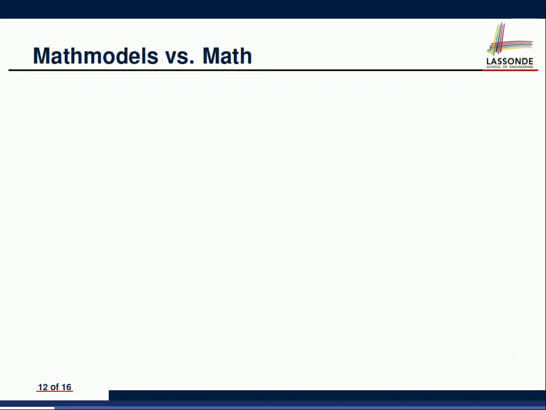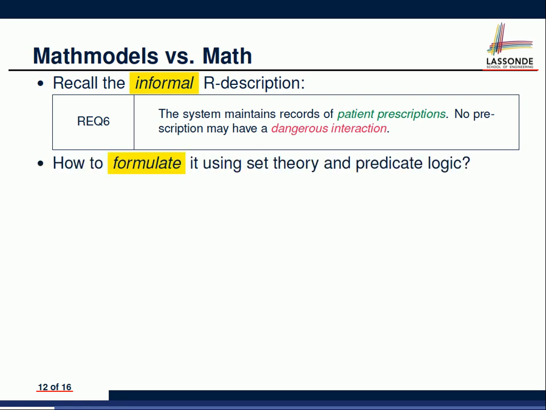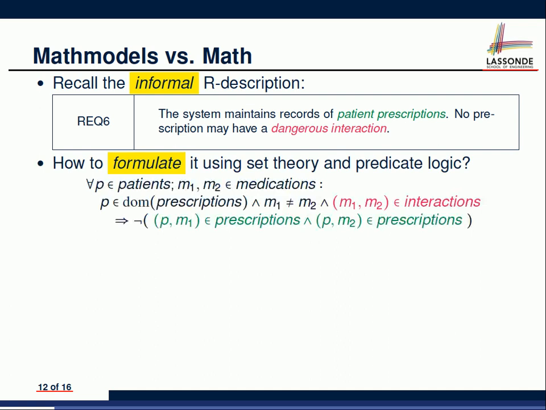Okay, that's something for later. But once you get a mathematical model set up, it should be rather straightforward to refine them. Okay, so now I want to show you again very quickly what's the advantage of math models. Let's consider again requirement number 6. How can we make sure there is no dangerous interaction? Okay, very quickly, that's how you would formulate it using set theoretic logic. Basically you're saying that if medication 1 and medication 2 are considered dangerous, then they should not be prescribed to the same patients.